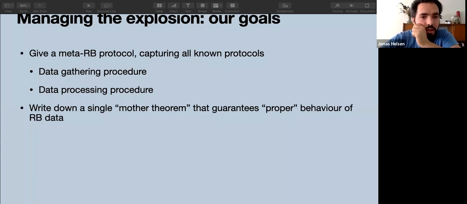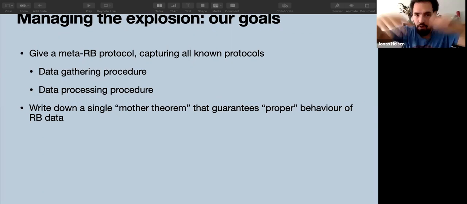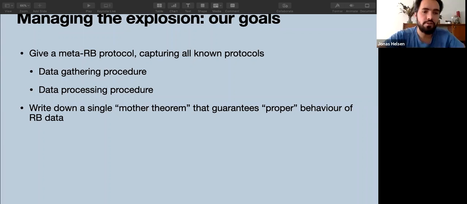I'll talk about those later. We want to write down a single theorem for this meta protocol, to guarantee that it works the way it's supposed to. As a consequence, we want to guarantee the validity of all of these known protocols. And we want to do this in the broadest possible sense: the weakest possible assumptions for the strongest possible conclusion. And I'll show you how we do that later.